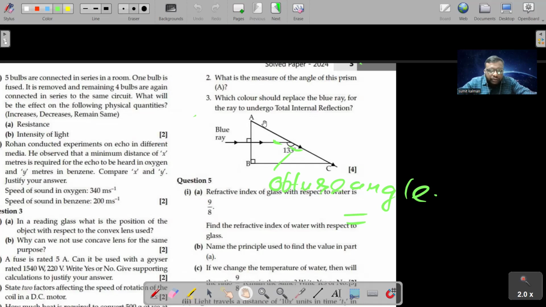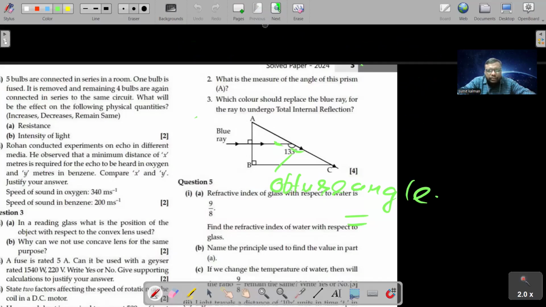So students, what is the key idea here? If you carefully see the prism, the ray inside the prism is parallel to the base BC. As you can see, this ray is parallel to the base BC. So the angle which it makes with the face AC will be equal to the angle at C of the prism. So here, students, we will move to the further step.